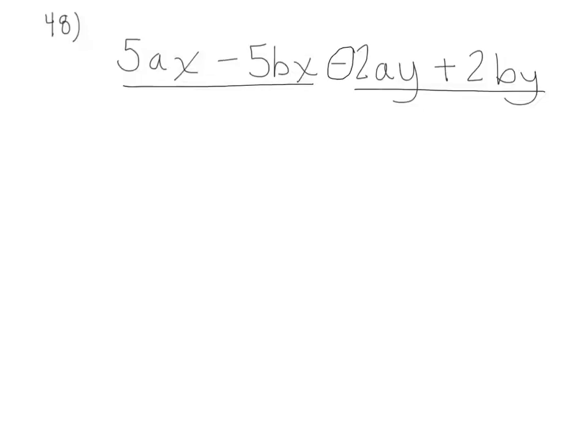Let's look at group number 1. If I look to find a common factor, I see that they are both divisible by 5 and they are both divisible by x. So my greatest common factor is 5x. Now what that means is I need to take each of these terms and divide them by 5x, and in parentheses, show what's left over after doing so.